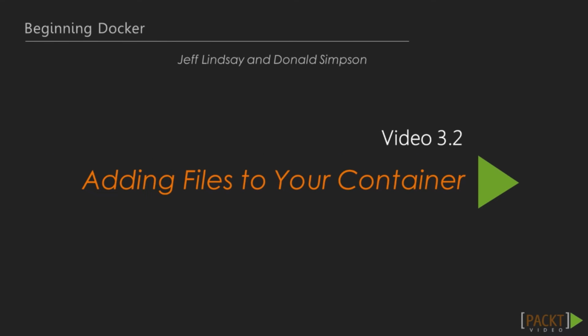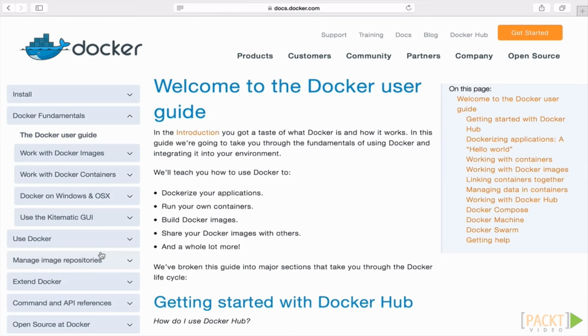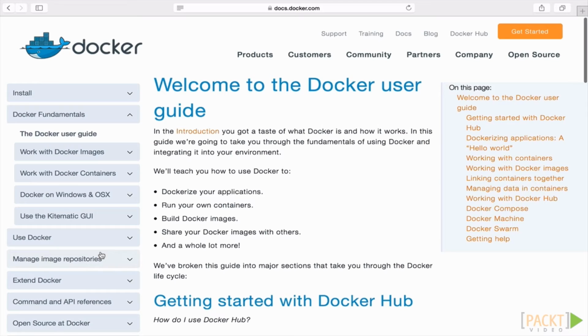In the last video, we saw how to build Dockerfiles for container images using the run instruction. Now we'll see how to use the add instruction to add files to a container image. Please remember that if you would like to find out more about any of the commands we are looking at, the online Docker manual is a great place to start.